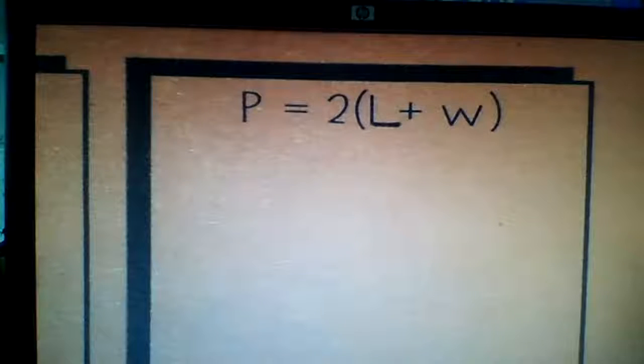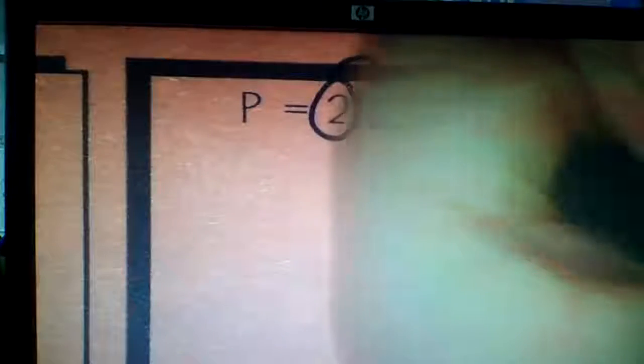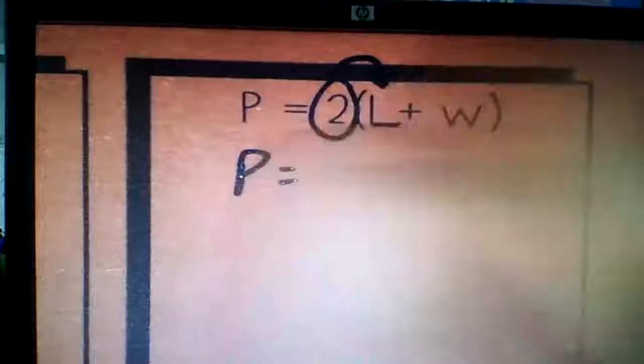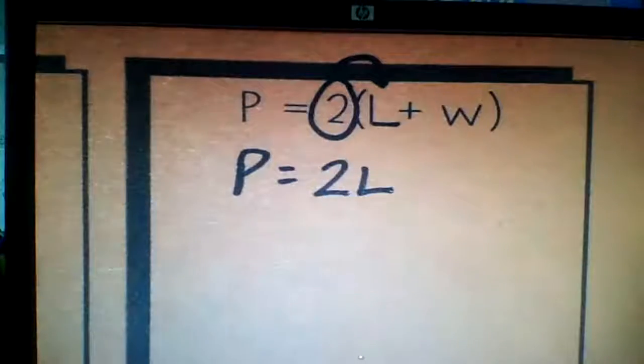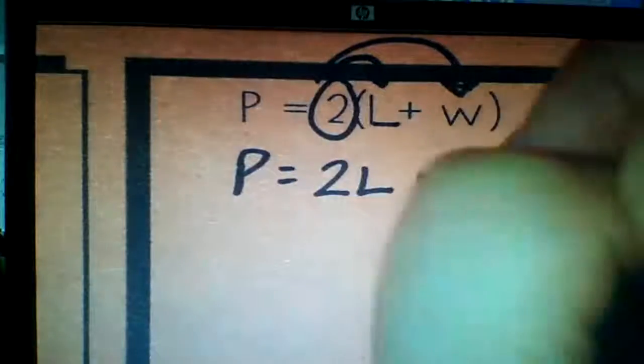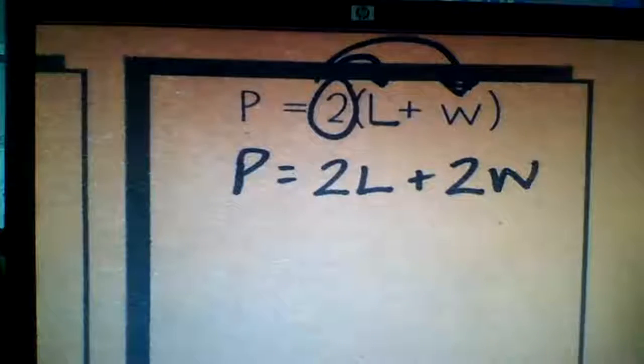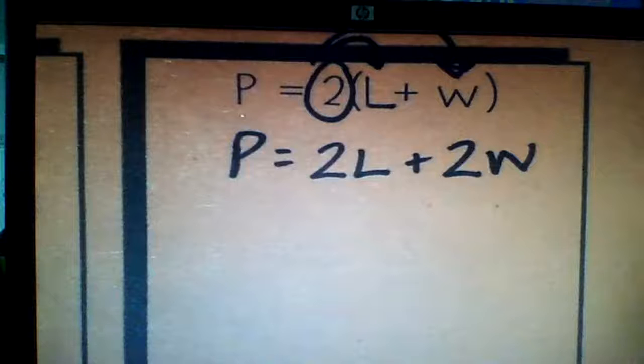So what would you like to do first? Distribute that 2. All right. So I take the 2 and I multiply it against the L. So that becomes 2L. It also multiplies against the W. So 2W. Okay. I'm still looking for W equals. So what should I move first if I'm looking for W equals? Move the 2L. Okay, I want to get rid of everything that doesn't have a W.